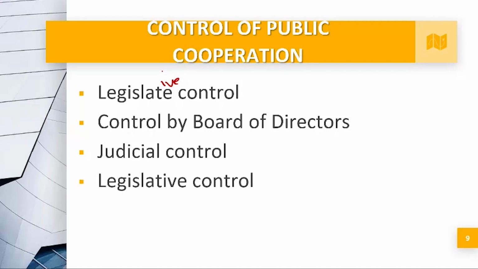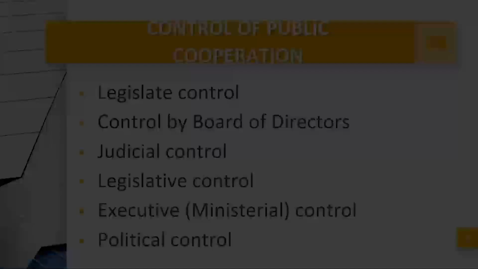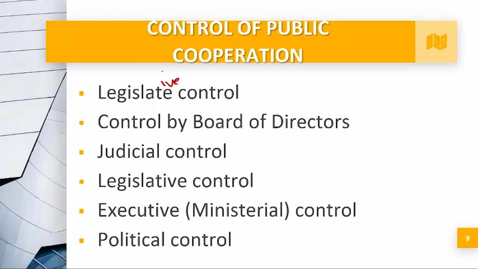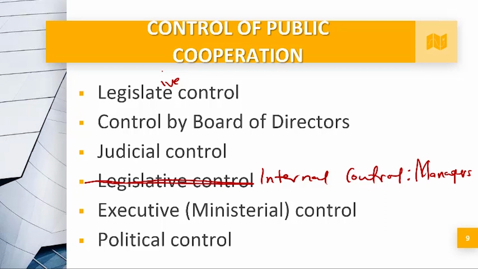Next, we said we have the coming. I'm coming, please. We have legislative control twice. Therefore, there's an omission here. Take note of that, please. This one, let's call it internal control, please. Take note. Internal control. Therefore, the internal control comes from managers. Managers control the affairs of workers. Take note, please.